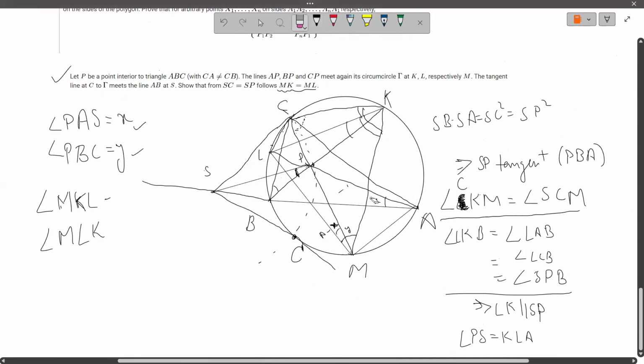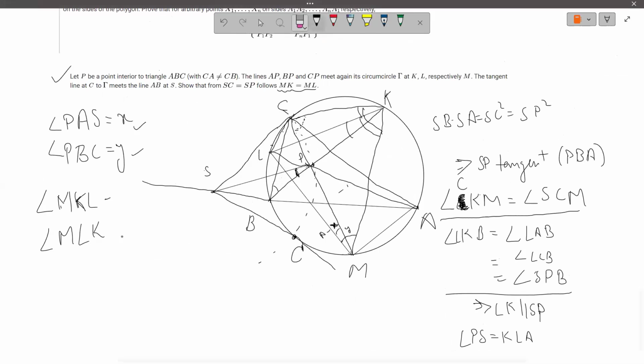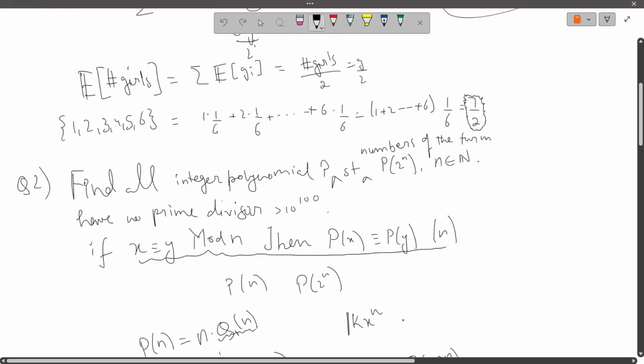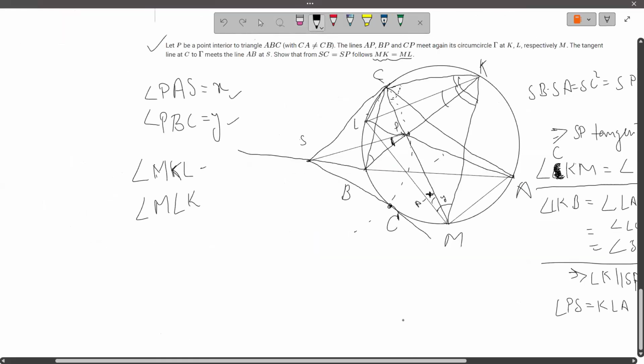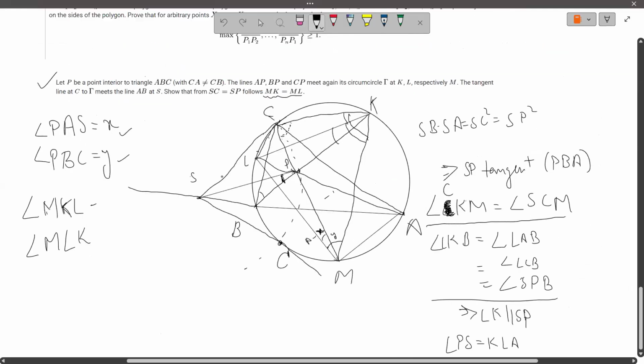Arc MA, you can use, since you know that angle MPA is equal to angle KPC, you can say that arc MA is angle MPA. Don't use arcs, it's confusing. My brain doesn't work with arcs, it just works with angles. Sorry, but don't use arcs.